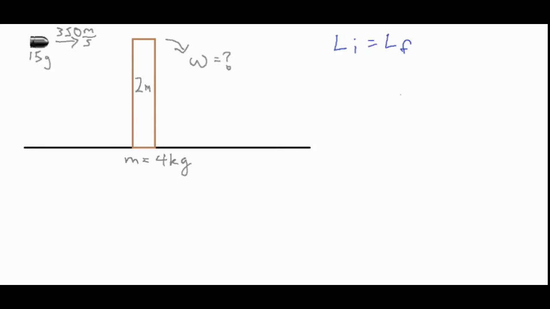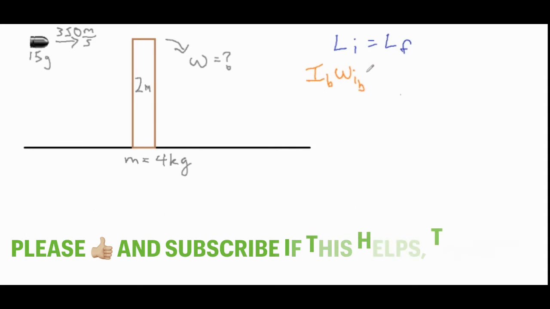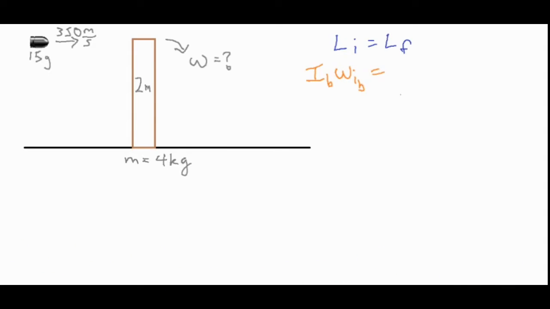So what we're going to do is take a look at all the initial values, and for the bullet, we'll go ahead and write that as I for the bullet, and then it has a certain omega I value for the bullet. And then it doesn't have anything that's going to be added or subtracted to it because the plank is at rest. So that's all of our initial angular momentum.